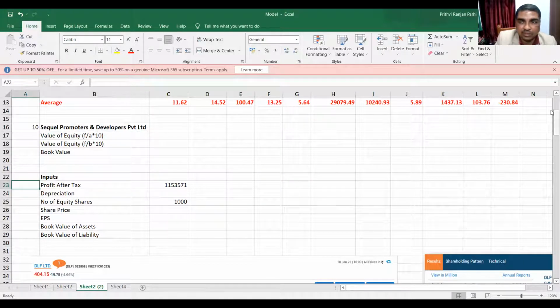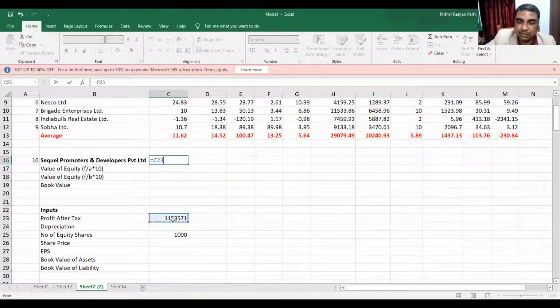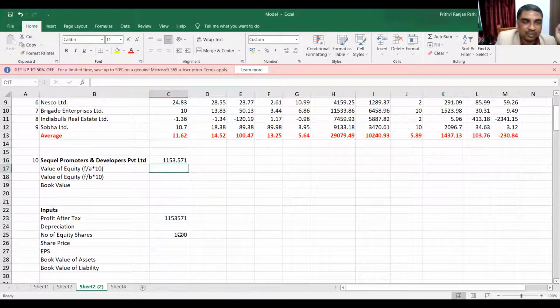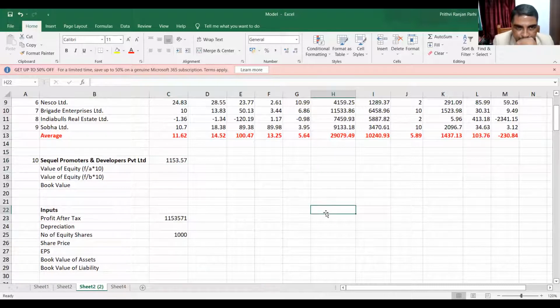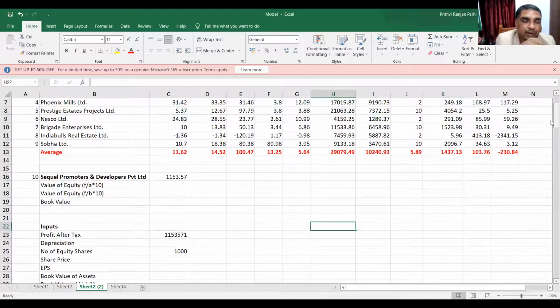1153. Can you find it out here? So for SQL promoters, equal to this divided by this. Yes or no? You got it. Let us make it up to 2 digits beyond the decimal. Now, on this parameter in this matrix, how will we be able to find out the value?